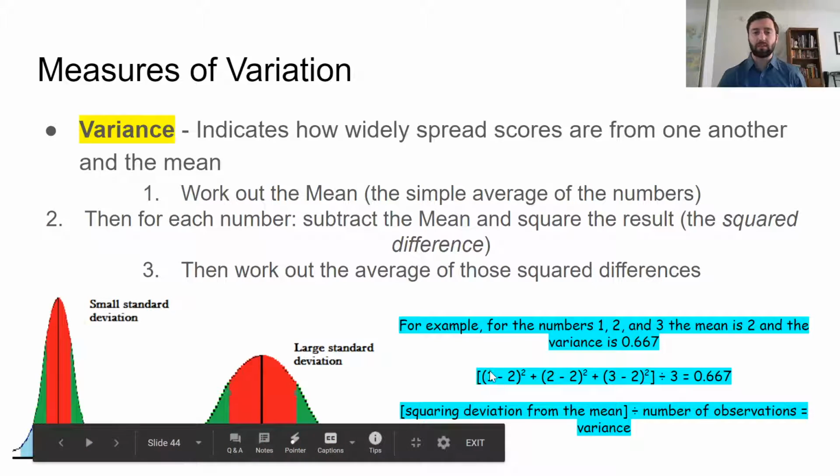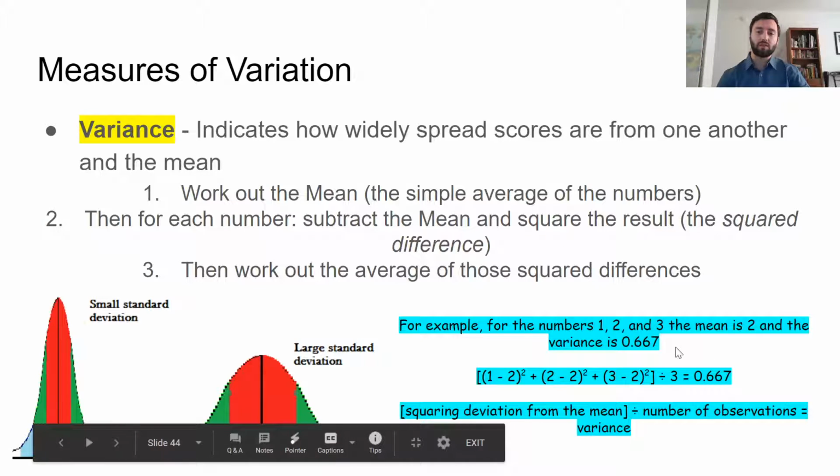So for each number, 1, 2, and 3, I subtract the mean, which is 2, so minus 2, minus 2, minus 2, and then I square the result. I do all that math. Then I have to find the average of those differences. To find an average, I add those numbers together and divide by the total numbers, which is 3, and what spits out is the variance. For this set of numbers, the variance is 0.667.